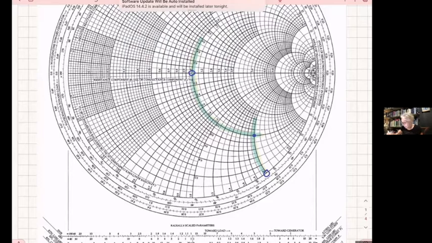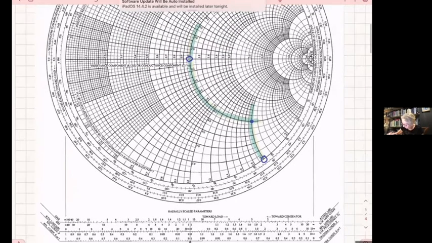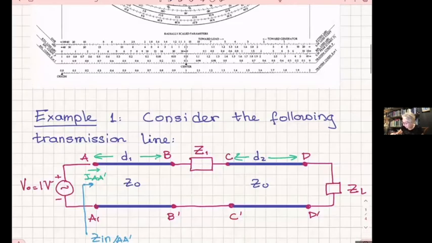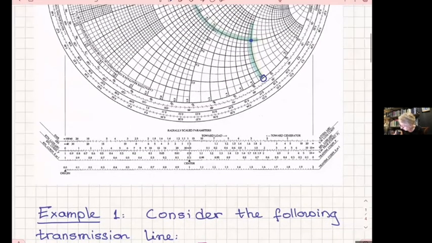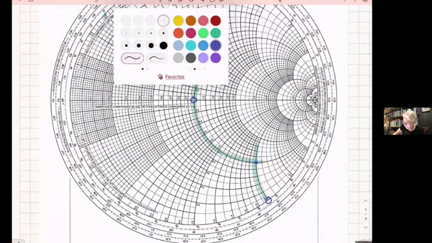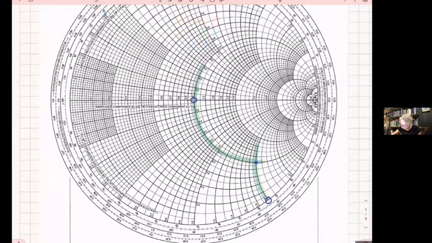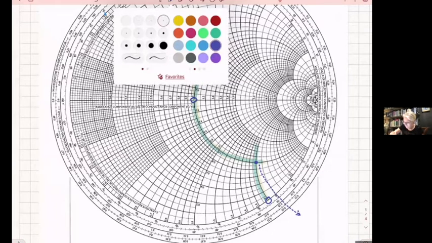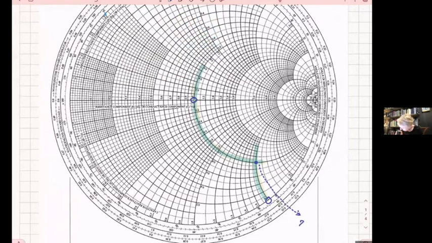Okay, so now this is point ZL, normalized. So let me write it here. So that's ZL. Now that I found ZL normalized, I will erase the other circles because otherwise it's going to get too busy. All right, that's my ZL normalized.